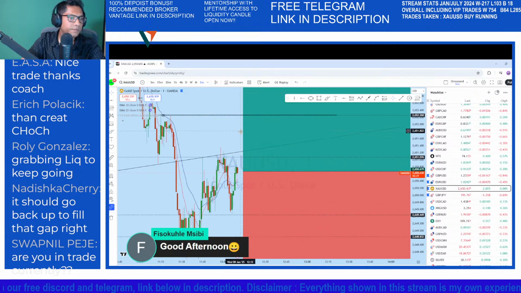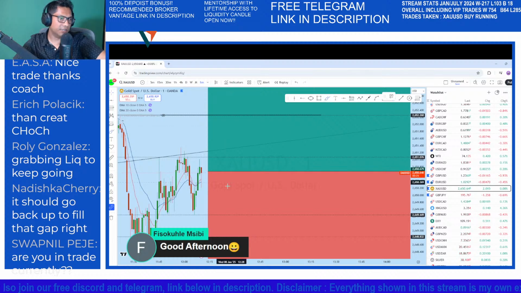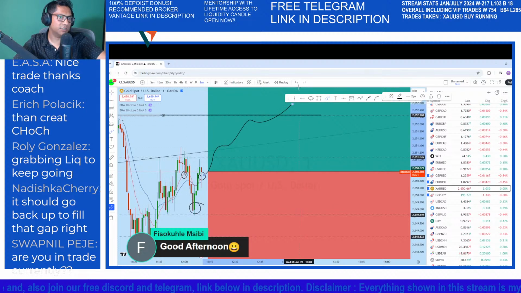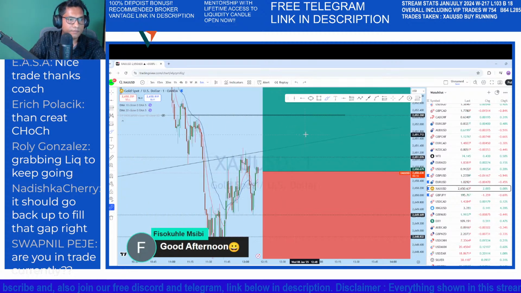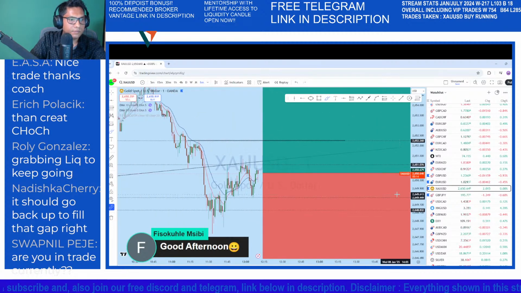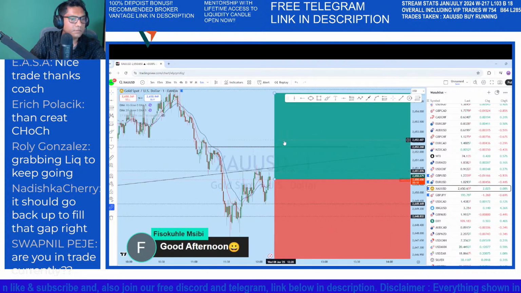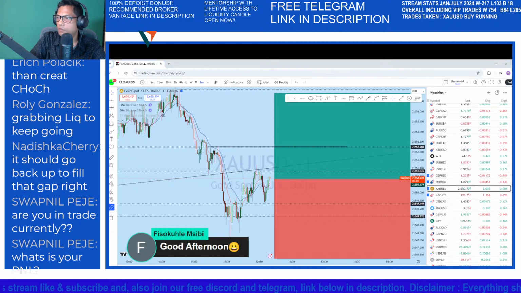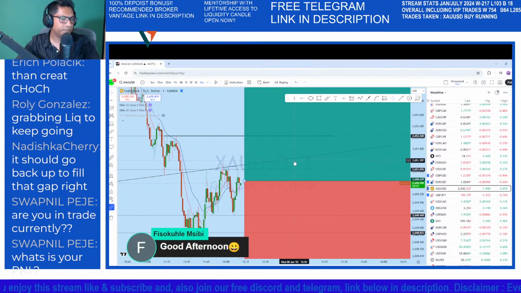Okay, so see if it is forming an inverted head and shoulder here, then we might see that rejection in that direction. Okay, so long wick candle.